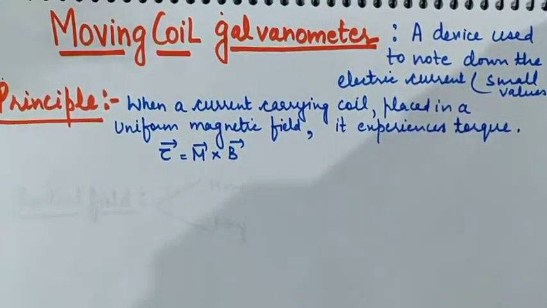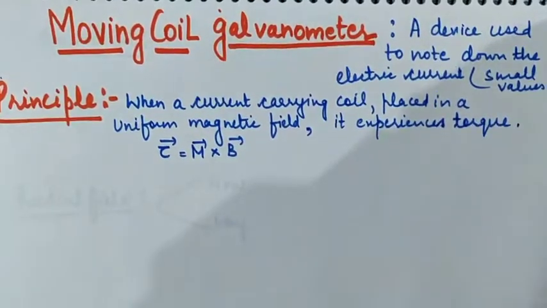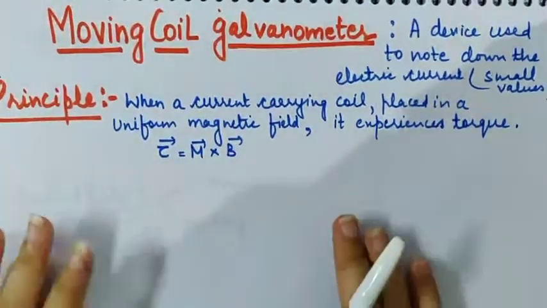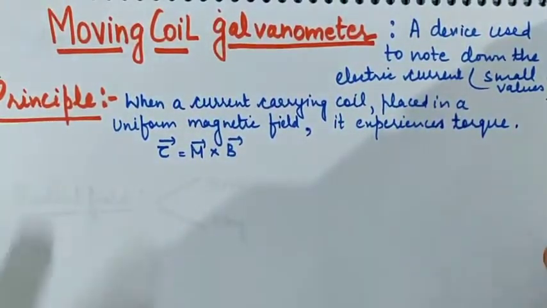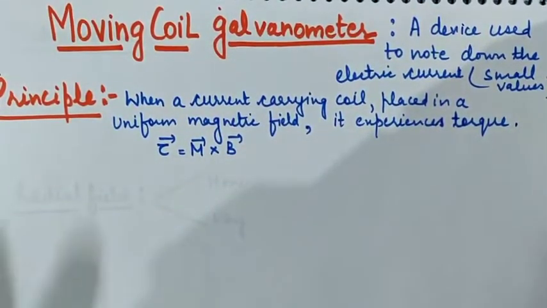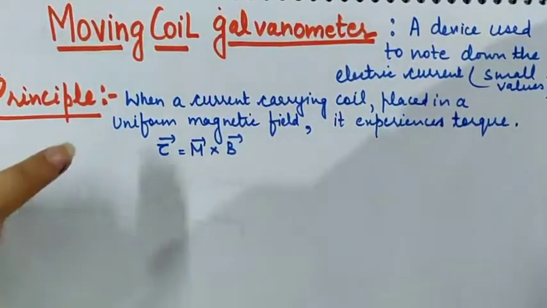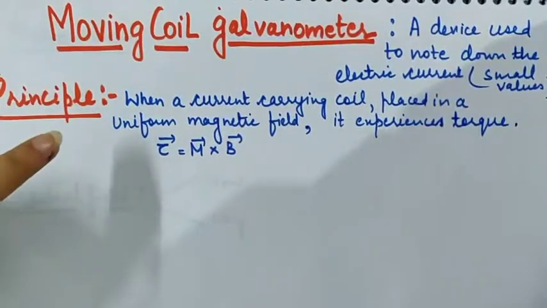Starting with its principle, it is a very important topic. That's why I'll be drawing the diagram here live, and you will get to know how to draw the diagram and what are the points that are involved in this topic. So firstly, what is the principle of a moving coil galvanometer.